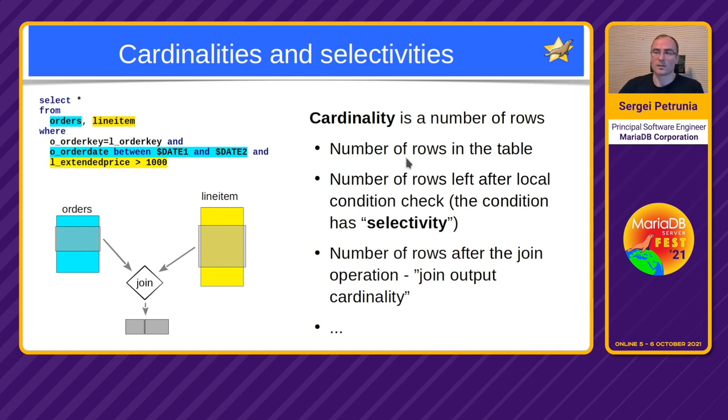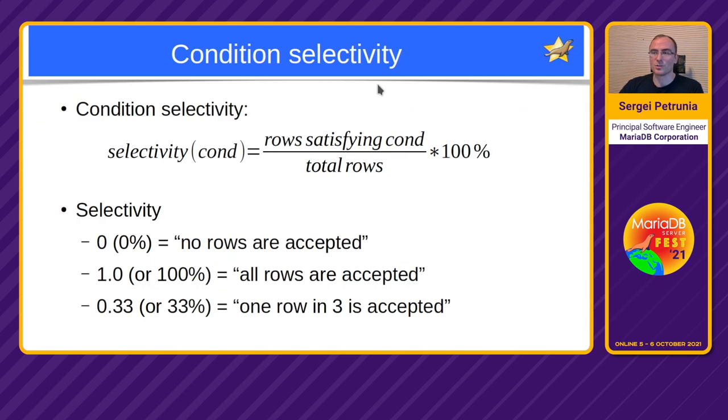Let's give a definition to be on the same page. The condition selectivity is the number of rows satisfying the condition divided by the total number of rows. That is, it's the cardinality after the condition was applied divided by the cardinality before the condition was applied. This is a fraction, so often it is multiplied by 100%. Typical numbers: selectivity of 0 or 0% means that no rows were accepted. Selectivity of 1 or 100% means that all rows were accepted. Selectivity of 0.33 or 33% means that one row in 3 was accepted.